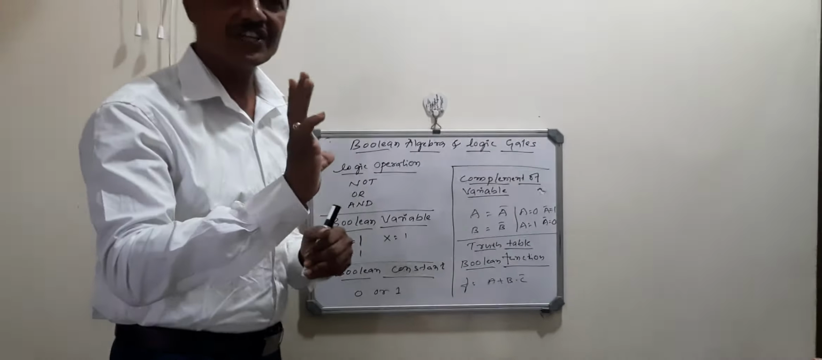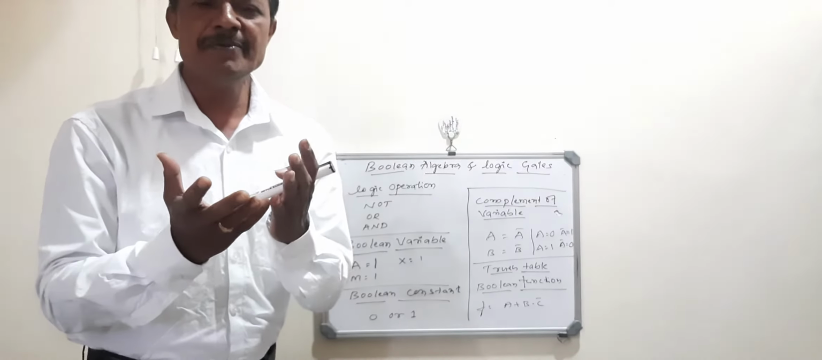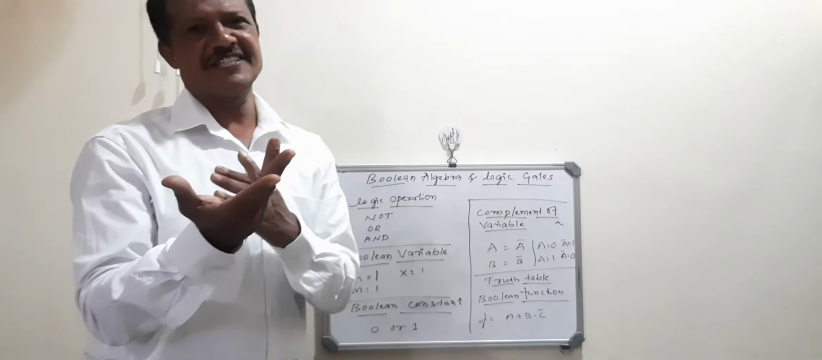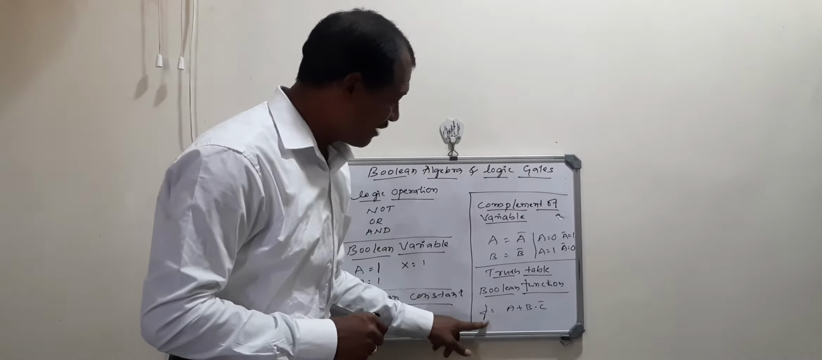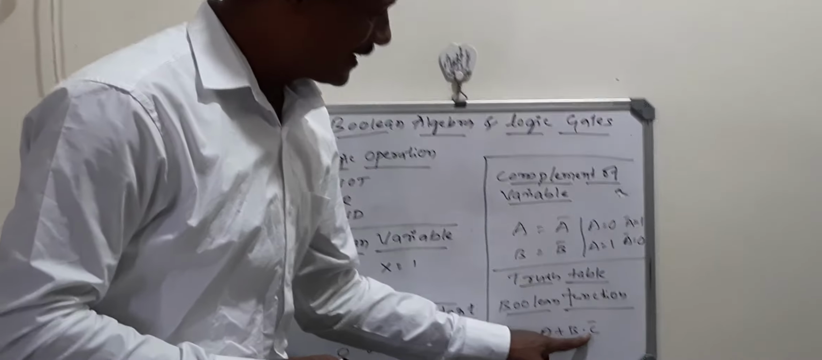The particular logic circuit has a number of inputs. That may be a fixed value, or some values may be changing. The values are changing means that they can be stored in some variable. So here I have given one example. F is equal to A plus B dot C bar.